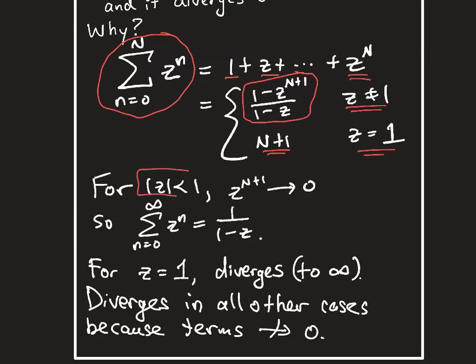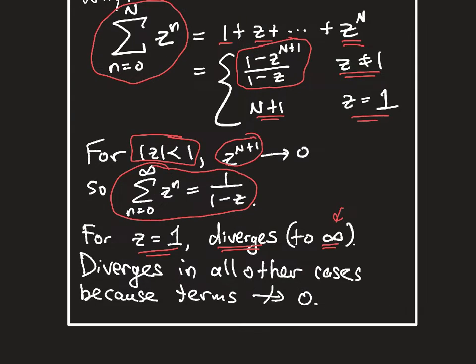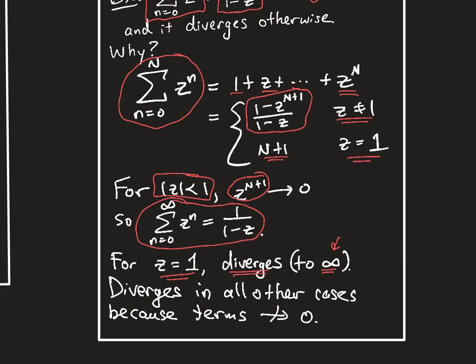Well, for z less than 1 in modulus, the z to the n plus 1s go to 0, which means the series indeed converges to 1 over 1 minus z. For z equals 1, the sum clearly diverges in a precise sense to infinity. And I'm not talking about infinity in CP1 now, I'm talking about infinity in the extended real sense. But in all other cases, the series diverges because the terms are not going to 0.